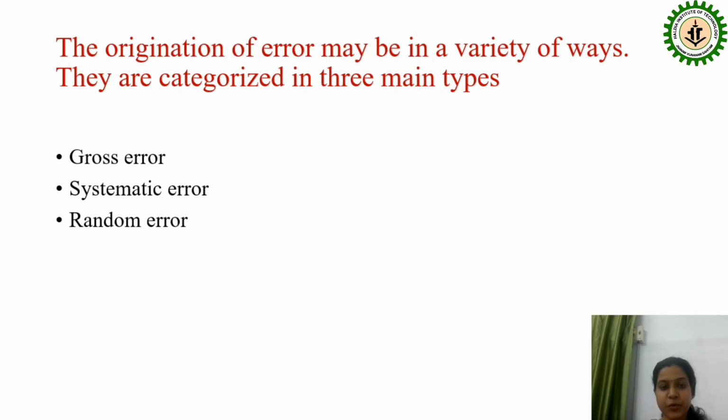Now, why are these different kinds of errors introduced when we perform any kind of experiment? The sources of these errors can be classified or explained with the help of three points, which are gross error, systematic error and random error. Under gross error we have three different points for which we do not get the measured value nearer to the true value.